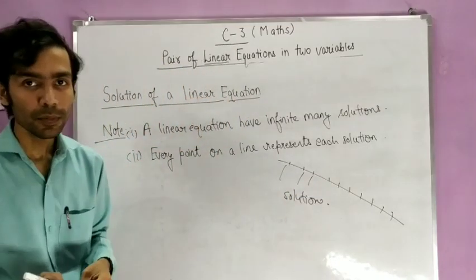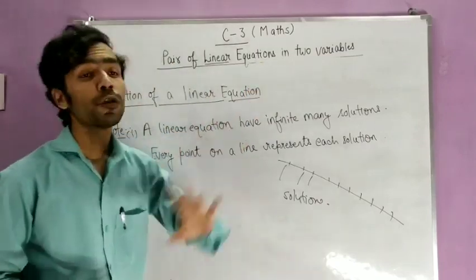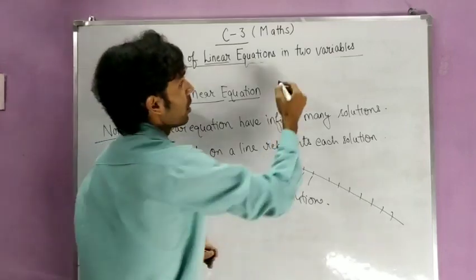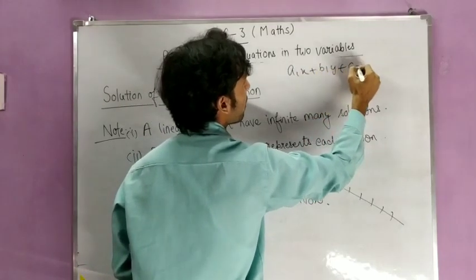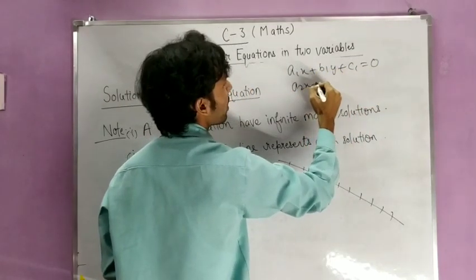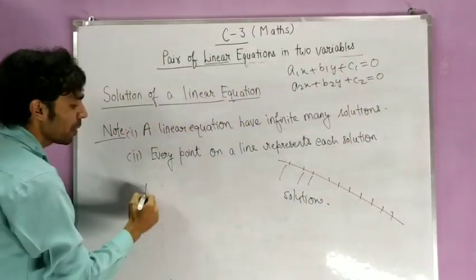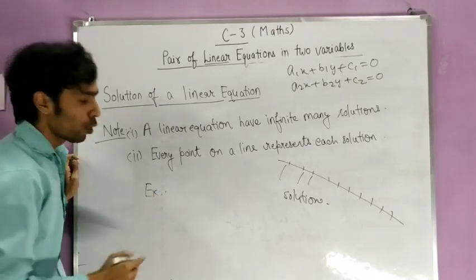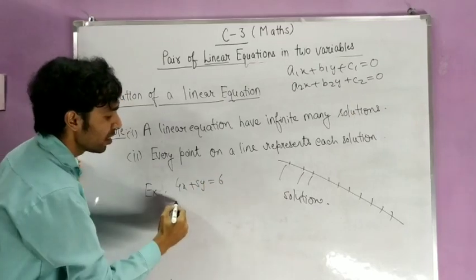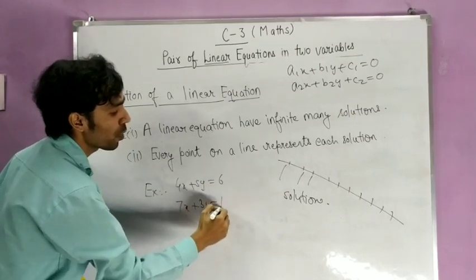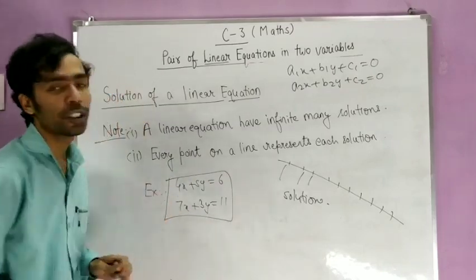So today you studied linear equations and a pair of linear equations in two variables. I told you the general form: since you have to write a pair, first you will write a1x plus b1y plus c1 equal to 0 and a2x plus b2y plus c2 equal to 0. You can give an example. Suppose I have to write a pair of linear equations, I will write 4x plus 5y equal to 6 and 7x plus 3y equal to 11. So see, this is a pair of linear equations.